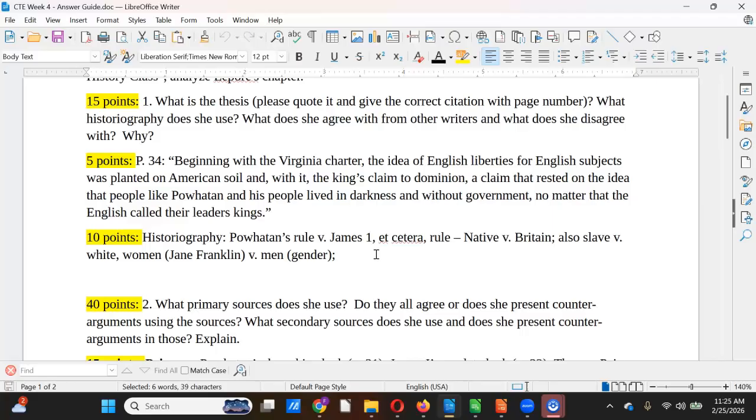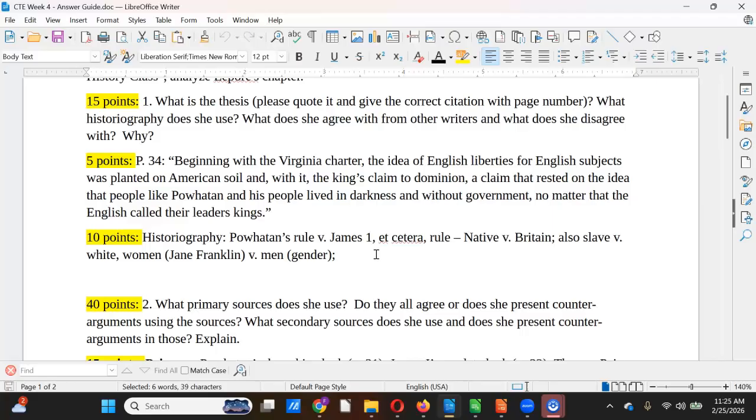Native versus Briton, also slave versus white. She definitely talks about women because she spends a lot of this chapter talking about Jane Franklin versus men and gender. So she's doing a lot of social history, as many of you point out. She's doing a lot of gender history. She's doing a lot of intellectual history because she spends a lot of time talking about the evolution of the ideas that will establish what English liberty is.